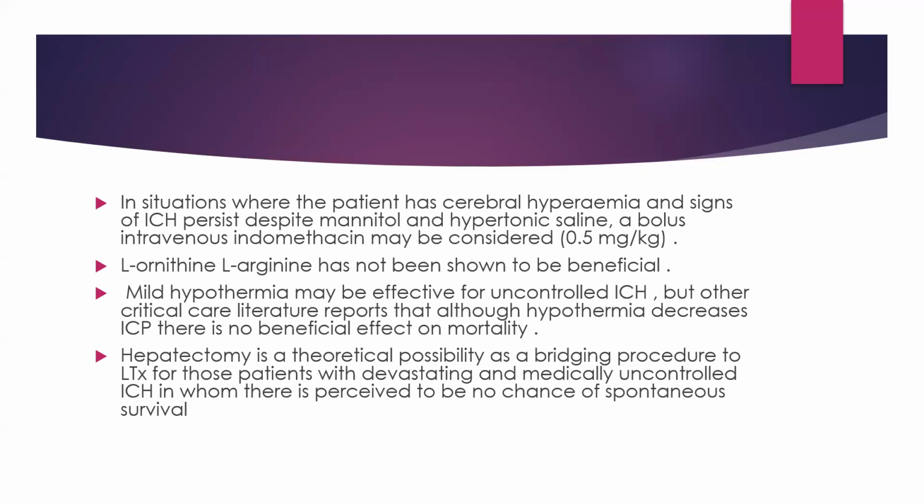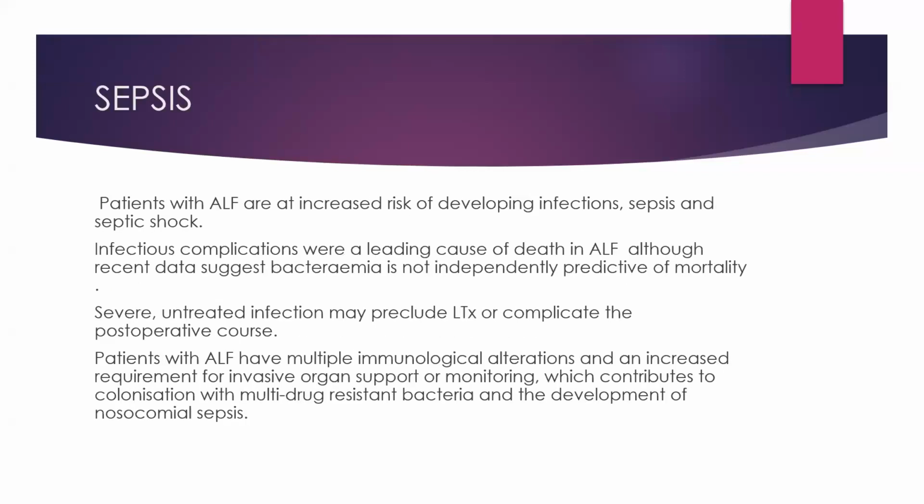Mild hypothermia may be effective for uncontrolled ICH, but other critical care literature reports that although hypothermia decreases ICP, there is no beneficial effect on mortality. Hepatectomy is the theoretical possibility as a bridging procedure to the liver transplant for those patients with devastating and medically uncontrolled ICH in whom there is perceived to be no chance of spontaneous survival.